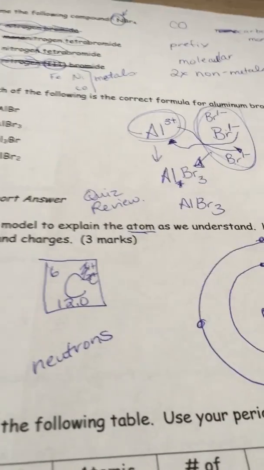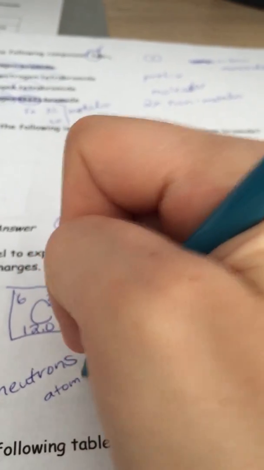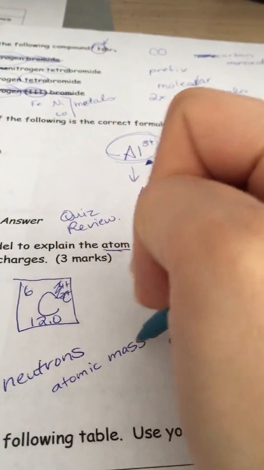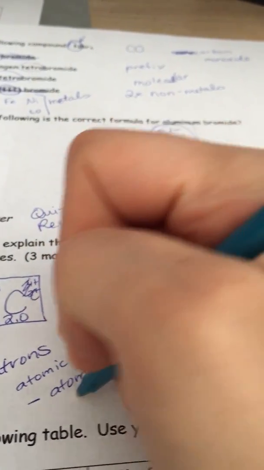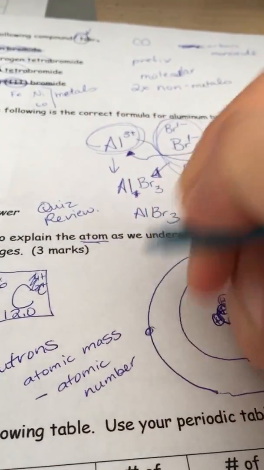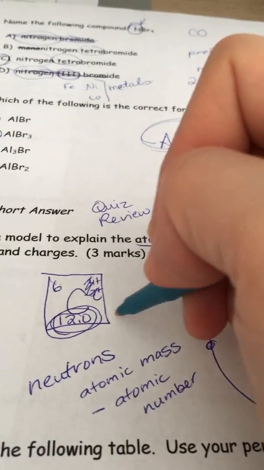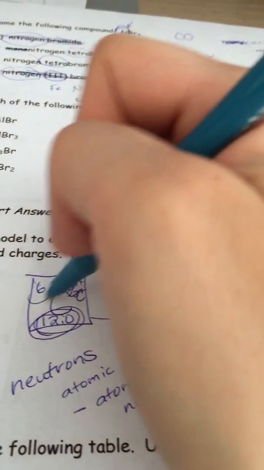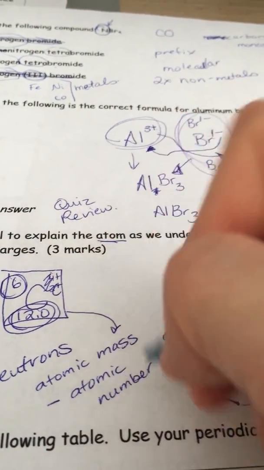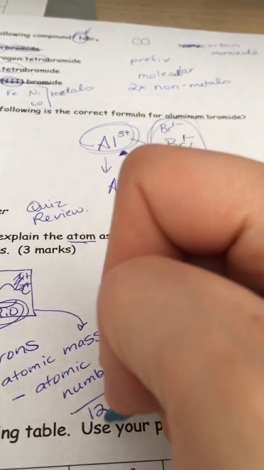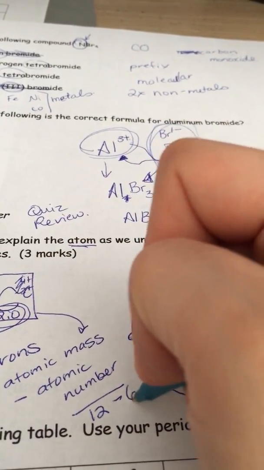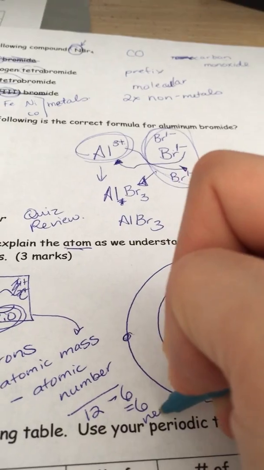And how do we figure out neutrons? Neutrons are the atomic mass minus the atomic number. So this one was the atomic mass. This is the atomic number. So in this case, we're going 12, and you round it up or round it down, so 12 minus 6 is 6 neutrons.